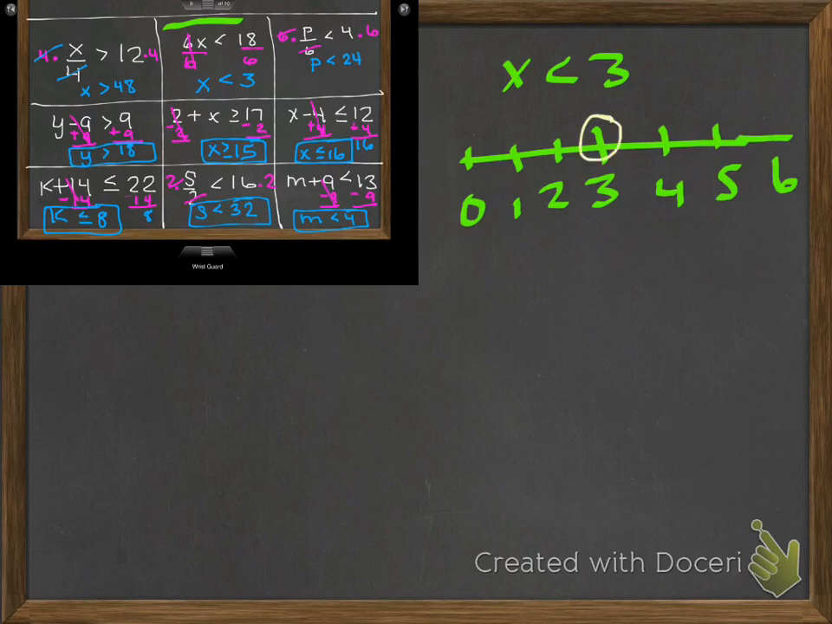So I'm going to have an open dot on 3, then I'm going to ask myself, x is all the numbers that are less than 3, so is 2 less than 3 or is 4 less than 3? It's 2, so my line would go in this direction. So you just want to practice open dot, closed dot, and which direction your line goes. Good luck, and I'll see you soon.